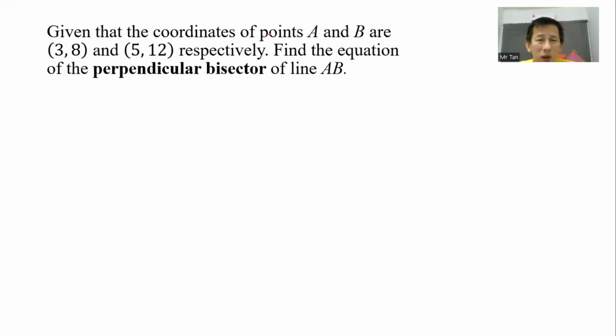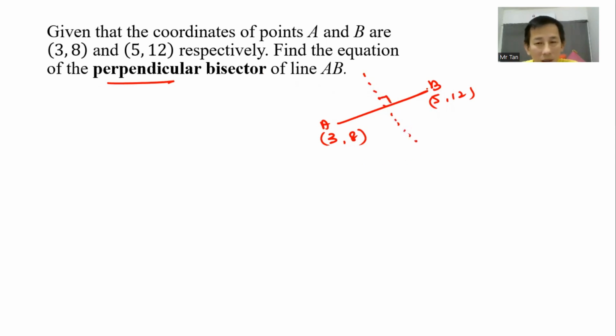Given that the coordinates of points A and B are (3, 8) and (5, 12) respectively, find the equation of the perpendicular bisector of line AB. So we have A (3, 8) and B (5, 12). You need to find the perpendicular bisector of AB.